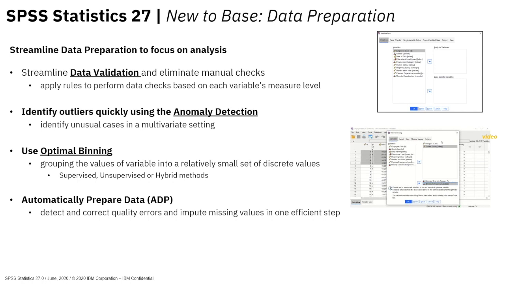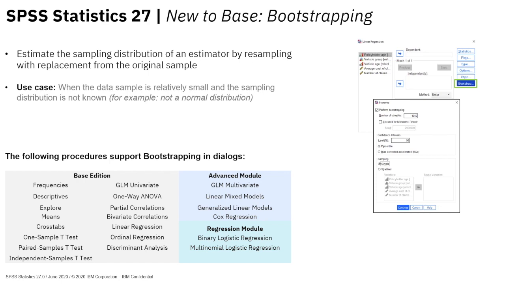So just talking about base itself, the data preparation. It's a great way to streamline data validation as well as eliminate manual checks on data to see what's there. You can also use it to identify outliers quickly using anomaly detection. You can use optimal binning within there as well, and automatically prepare data. So a great way to correct quality errors in your data. Do you not have all the data? Do we have all the data? Depends what you want to do and how you want to look at it.